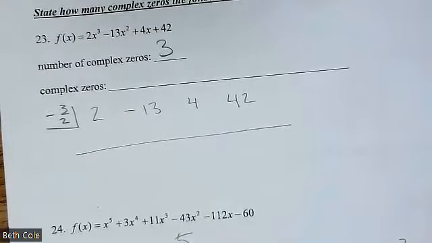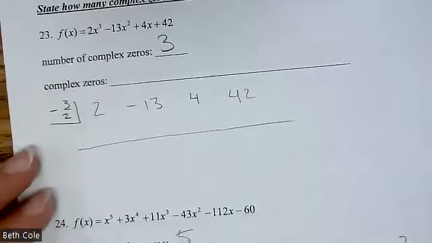And if there was like a 3 out front, you would assume that there would be like a third or 2/3 or, thank you, 4/3 or something like that.